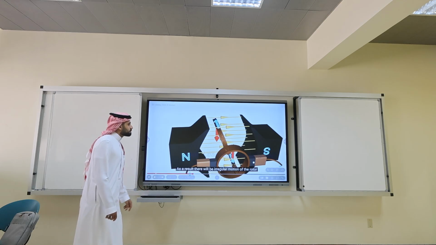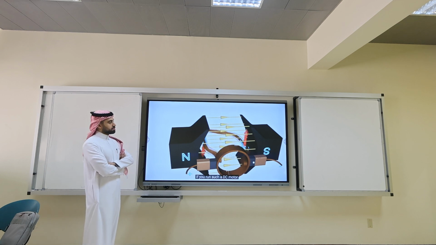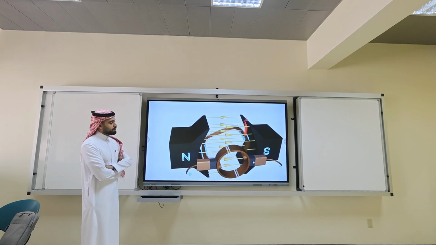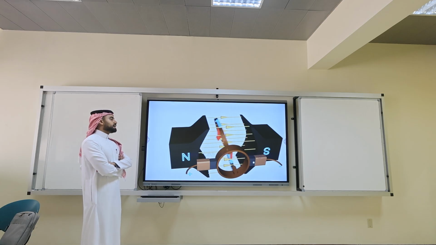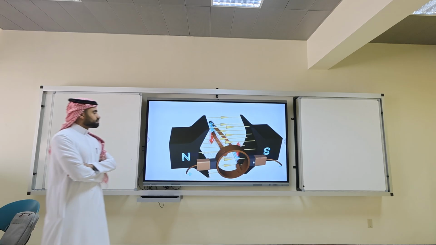See what will happen. There will be irregular motion of the rotor, such a DC motor. It slows down, speeds up, slows down, speeds up. Gravity pushes. Here is the trick to overcoming this problem.